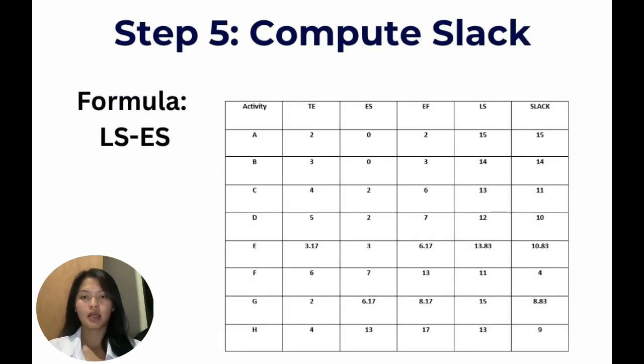Moving on to step 5, we compute the slack. Slack is the amount of time an activity can be delayed without affecting the project. Our formula is slack is equal to latest start minus earliest start. Activities with zero slack are on the critical path.